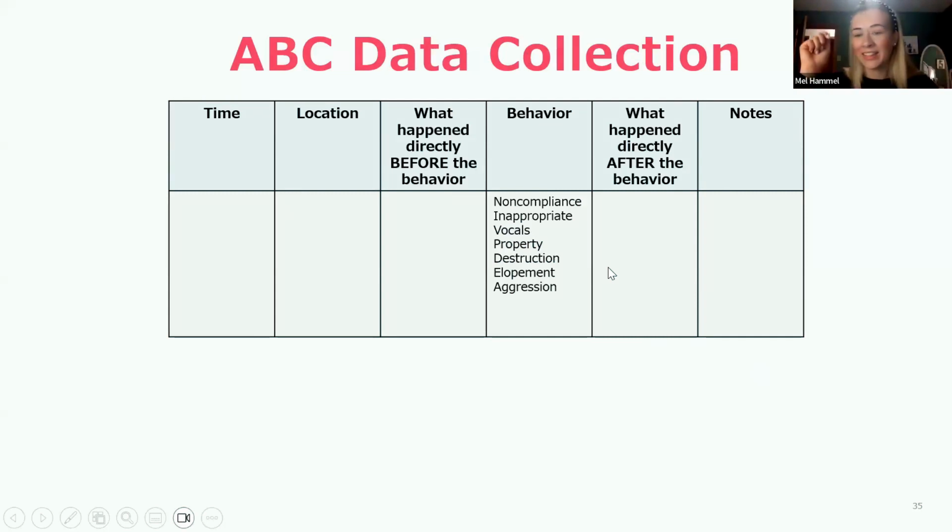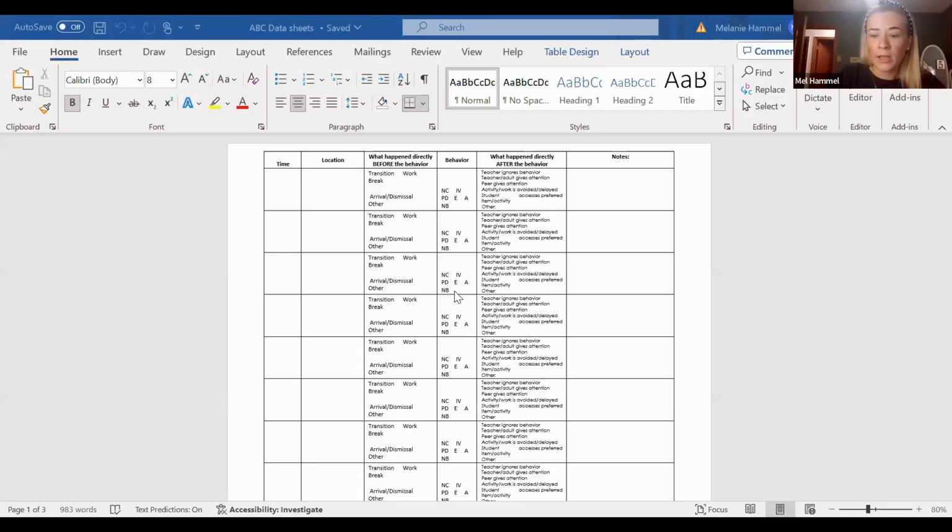We take that and I literally make a little tally for each function of behavior and put it into a graph, and it will show me the hypothesized function: escape or attention or whatever it is, or multifunction. So that's a really basic one, but I can show you another one that I sometimes use that is a little bit more school geared.